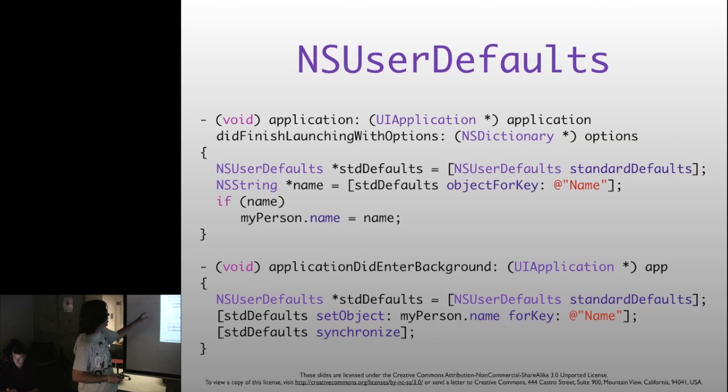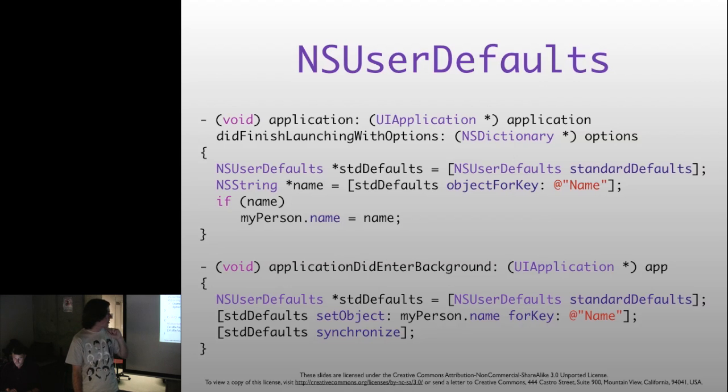So here in our didFinishLaunching, which gets called when our application first launches, we can check if we already have a value in our defaults, and if so, we can load that default. Otherwise, we would generate some basic default. And then, for example, when we're about to go into the background, we can set objects in this user defaults dictionary to save them across runs.